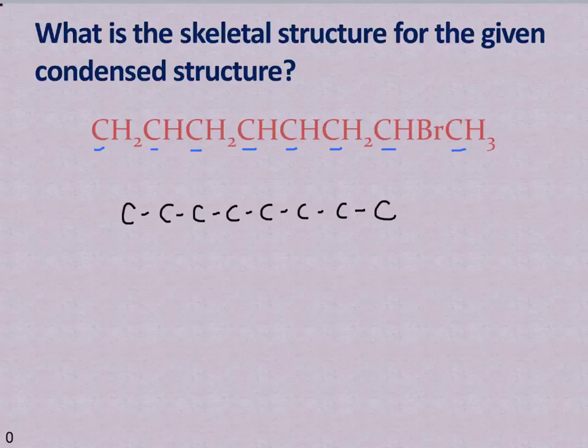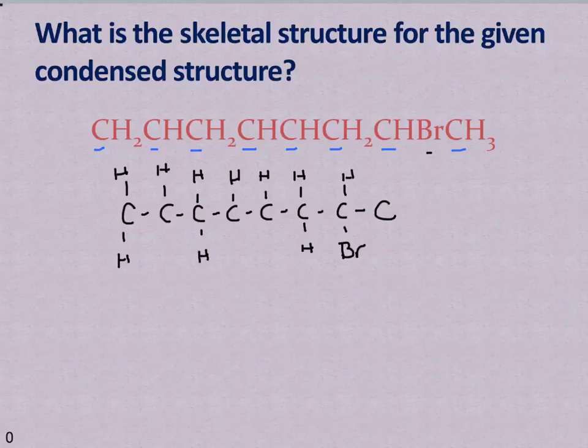Now I can go through and start putting in my hydrogen atoms. So I see here I've got 2 hydrogens on the first carbon. I go to the next one, I have 1 hydrogen. Then I have 2 hydrogens. The next carbon I have 2 hydrogens. I have a hydrogen and a bromine. Remember, the bromine doesn't need to be in parentheses because we know it has to be a terminal atom. And then I have 3 hydrogens on this terminal carbon atom.